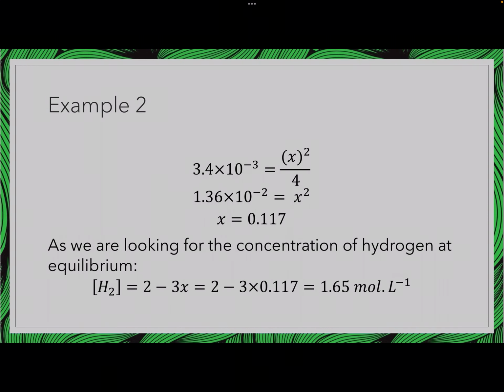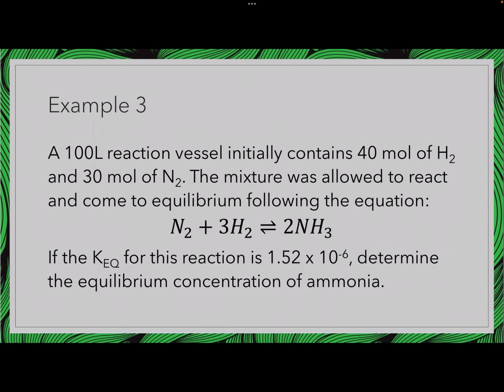Now, example 3. A 100-liter reaction vessel initially contains 40 moles of hydrogen, 30 moles of nitrogen. The mixture was allowed to react and come to equilibrium following this equation. If the KEQ for this reaction is 1.52 times 10 to the negative 6, determine the equilibrium concentration of ammonia. So can I get you guys to pause the video, have a go at that, follow the exact same procedure that we've been doing. So create an ICE table, fill out the ICE table with unknown changes, and use algebra to figure out the final value there.